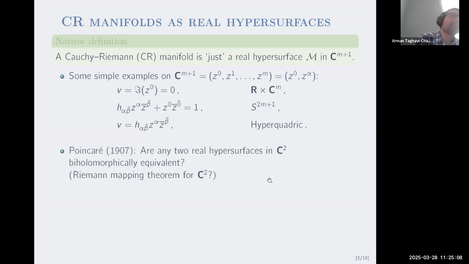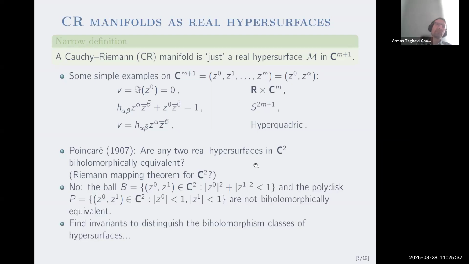Okay, so if we're given two real hypersurfaces in C2, one can ask the question: are they biholomorphically equivalent? In other words, can we find a Riemann mapping theorem for C2? This question was asked by Poincaré in 1907, and he actually gave the answer. The answer is no.